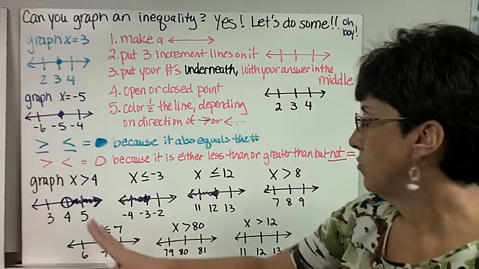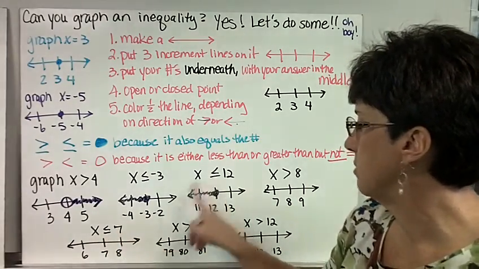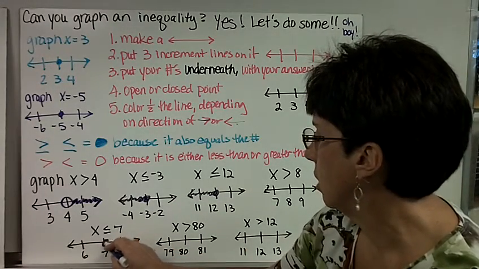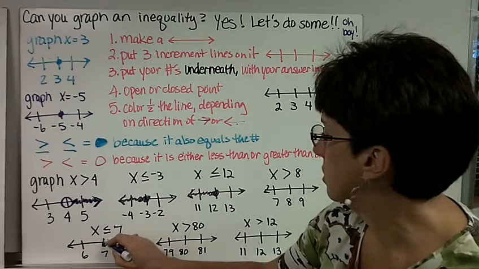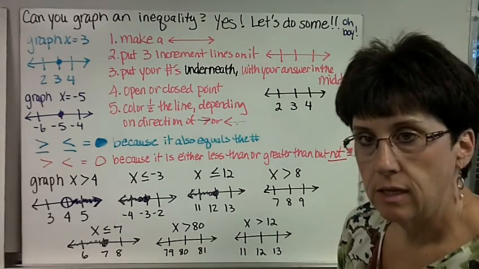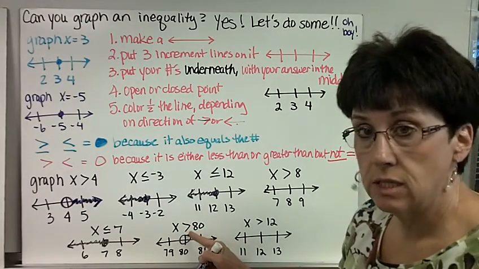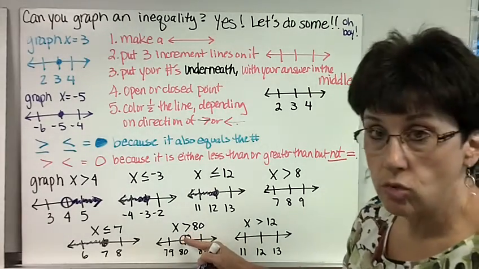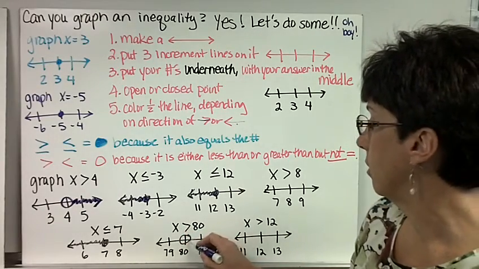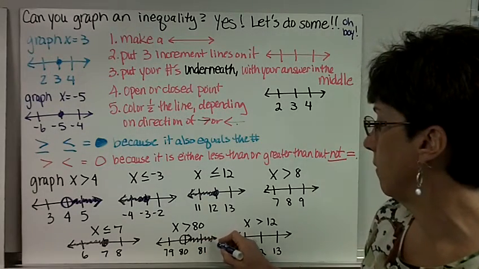How about, I'll do some more over here. X is less than or equal to 7. Well, that's the same symbol we just did. Okay, so once again, it's a closed circle. And which way does that point? Points to the left. How about x is greater than 80? Open or closed circle? Hopefully you said open because it doesn't include the or equal to, so that means it's just greater than 80. It could be 80.1, but it's not 80. And which way does that point? Look at this and this. They look remarkably the same. It points to the right.